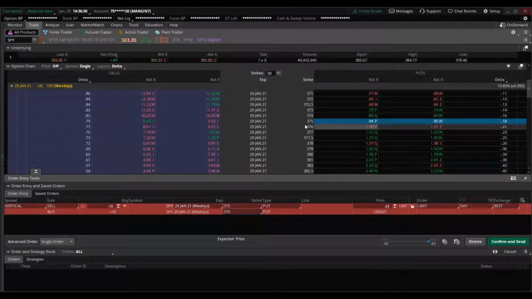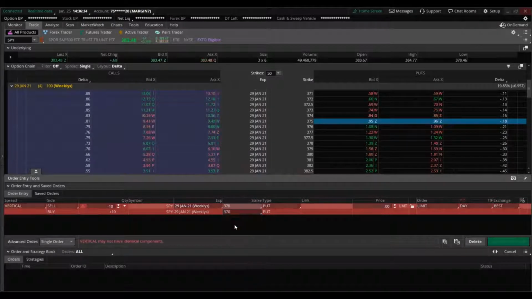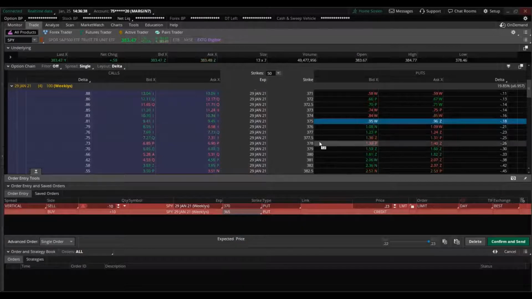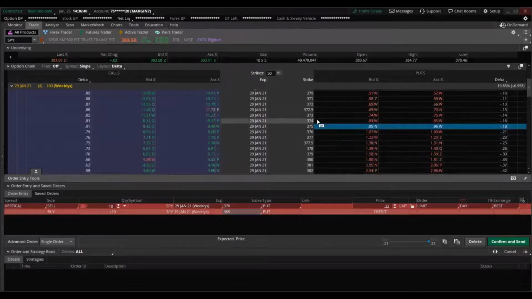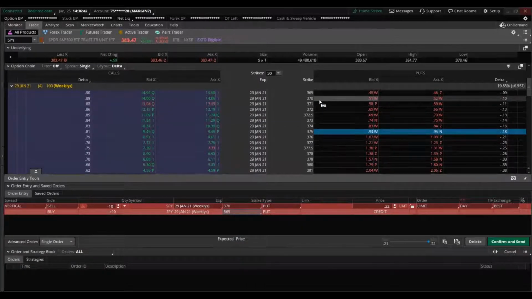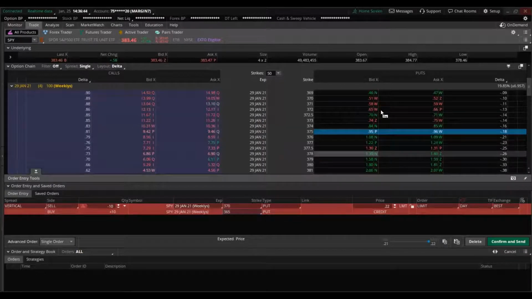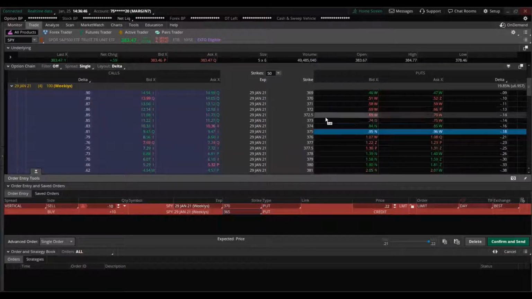If I want to take lower risk and be further away, I could go down. So now I'm further down. Instead of 375, I went down to the 370, collecting less money, but I'm taking on less risk because I'm further away. So even if the stock goes down to 375, I'm still good because it's still above that 370. You got it?